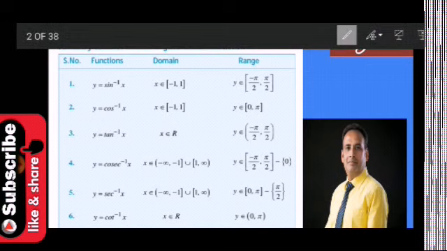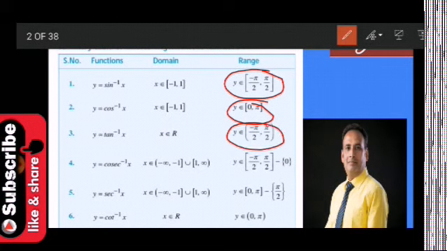And as you see, its range is its principal value. The principal value is -π/2 to +π/2 for sine inverse x, and 0 to π for cos inverse x. And the range of tan inverse x is -π/2 to +π/2. Once again, the domain of tan inverse x is the range of tan x, that is all real numbers. The range of cosec x and sec x is the same.